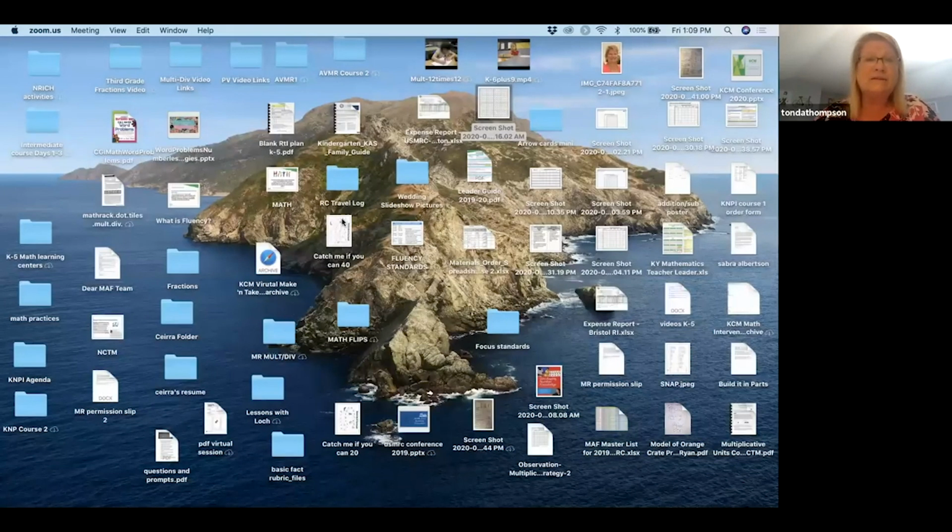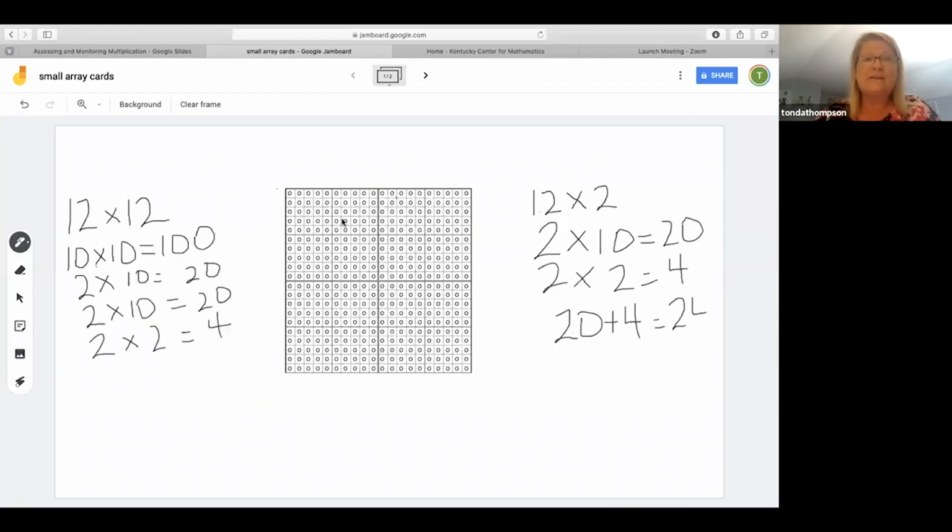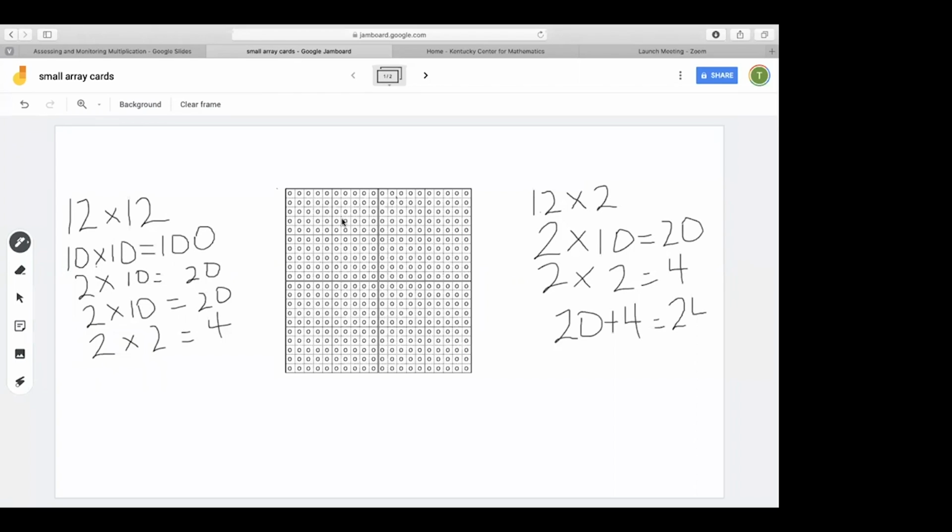Okay. Can you see that? Is everyone seeing the small array cards on the Jamboard? Yes. Okay, perfect. Oh, I'm so happy.